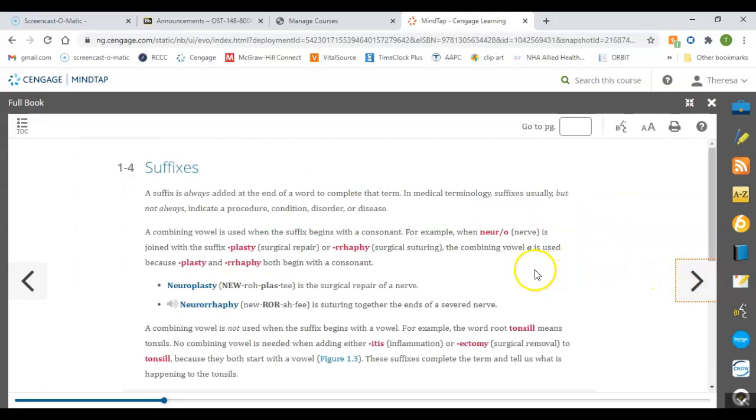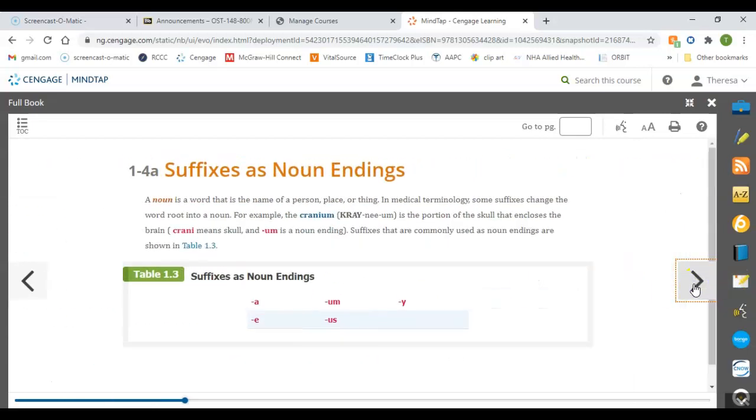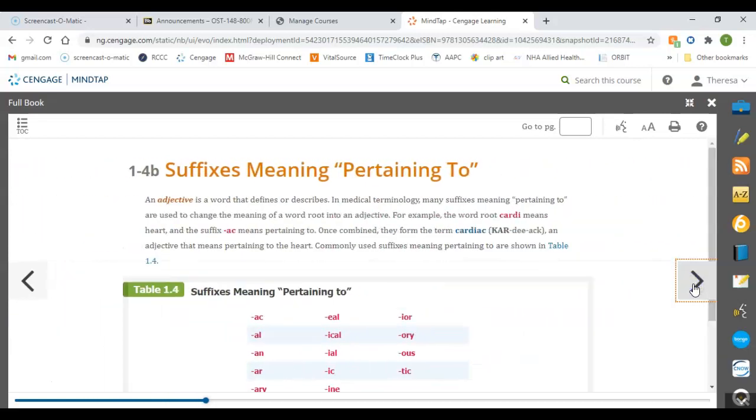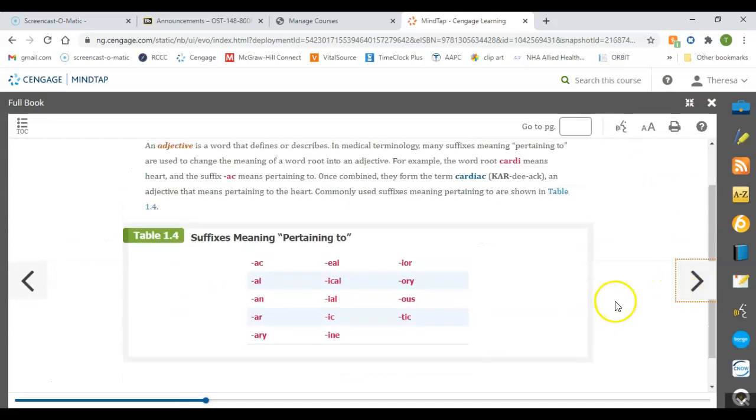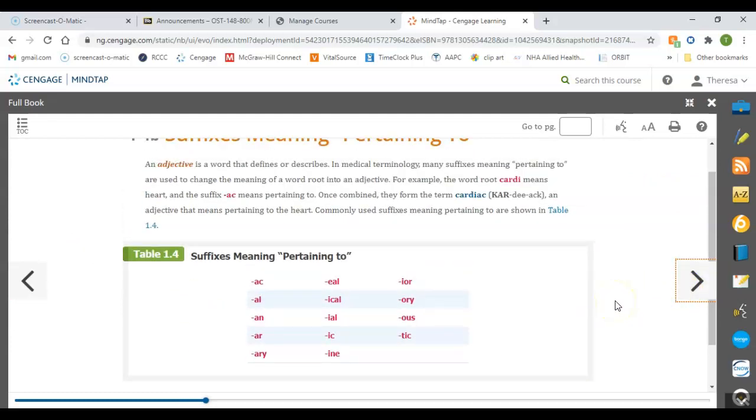Suffixes are at the end. They help complete the term. It could be a procedure, condition, disease, or disorder. It talks about suffixes as noun endings. I'm going to let you look over that one in particular. There is a bunch of suffixes that mean pertaining to, and you will need to know all of these and what they mean. So put these on your flip cards. Ac means pertaining to, so you put ac on one side, pertaining to on the back side. Then you would do that for each one of these, because you're going to need to know that all of these mean pertaining to.